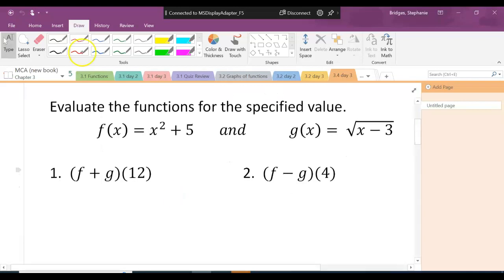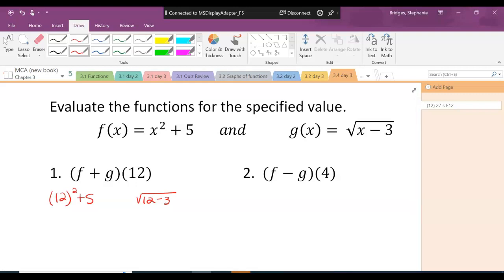So we're going to start with f, and where there is an x, I'm going to plug in a 12. So it's going to be 12 squared plus 5, and that's the f function. And then I'm going to do the same thing to the g. Where there is an x, I'm going to plug in a 12. And then whatever results I get from those, I'm going to then add together.